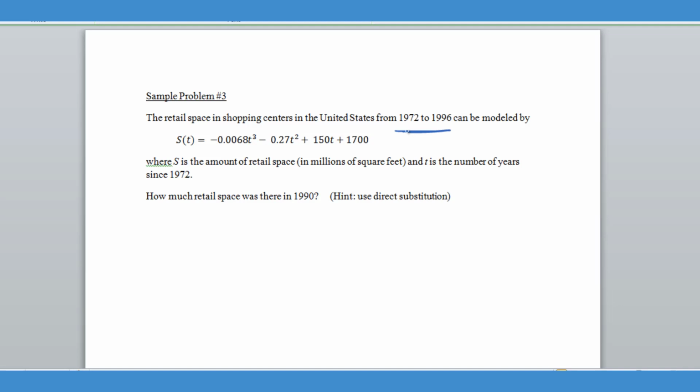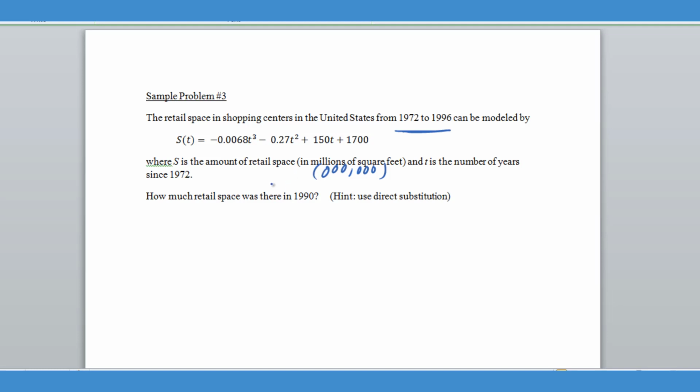And so it says s is the amount of retail space in millions of square feet, which means that whatever our answer is really implying that we've got this many zeros on the back end of it to imply millions of square feet. And t is the number of years since 1972, and that's another very, very important situation. So whatever year we're given, we don't want to put it in terms of the year, but we want to subtract 1972 from that year, so that we can get t in terms of years, not the actual year. So a couple of things going on here.